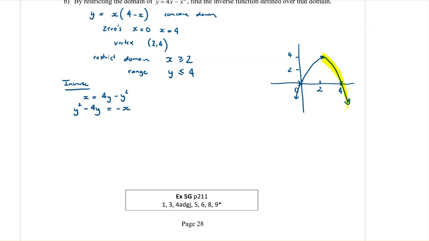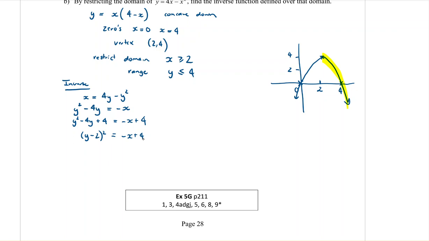So the y squared minus 4y, making a perfect square, you take those first two terms and the minus 4, you halve and square. Half of minus 4 is minus 2 and minus 2 squared is 4. And you add 4 to both sides of that equation. That means that we can factorize our perfect square to be y minus 2 all squared equals minus x plus 4.